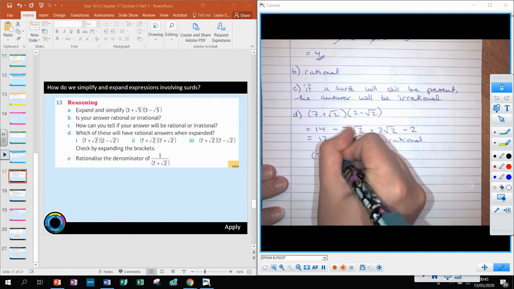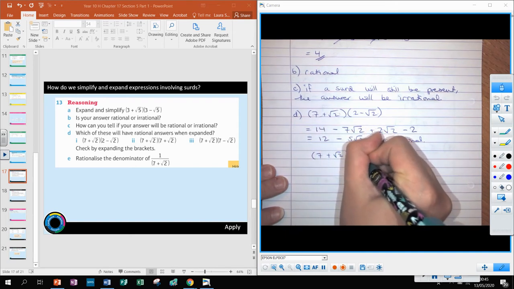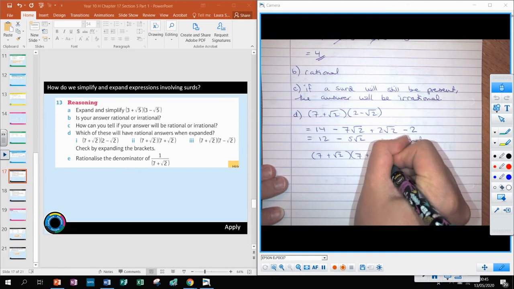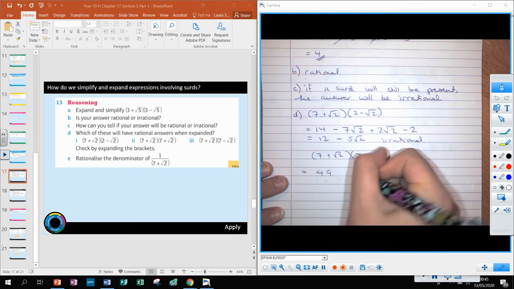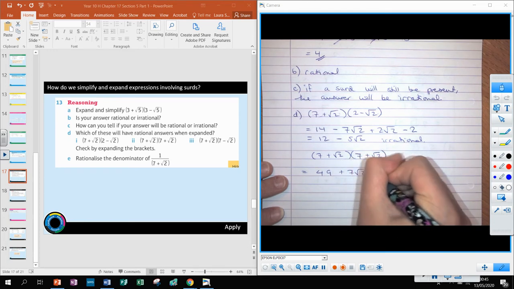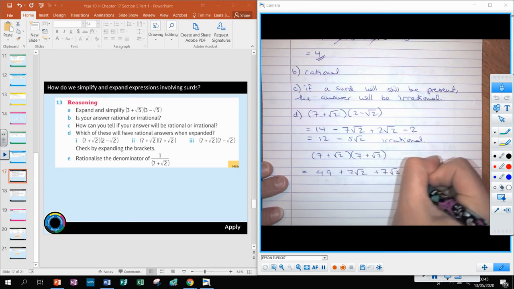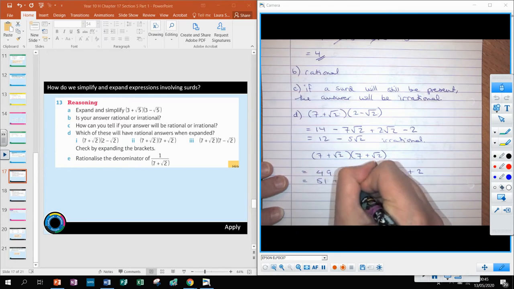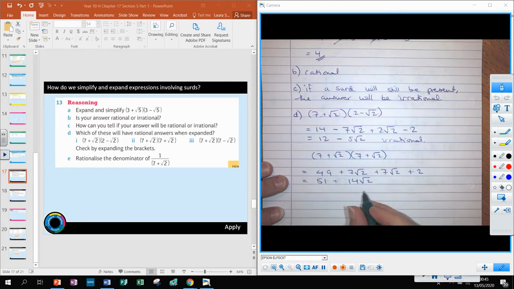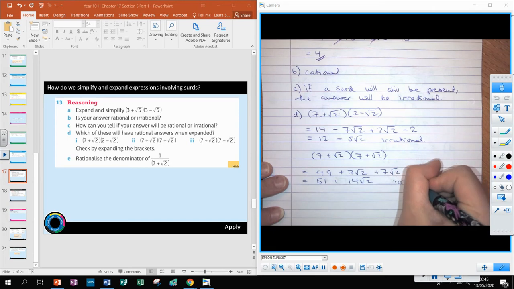So we have 7 plus root 2, and then 7 plus root 2 again. That's going to be 49 plus 7 root 2 plus another 7 root 2 plus 2, which gives us 51 plus 14 root 2. Again, we have a surd, so it's irrational.